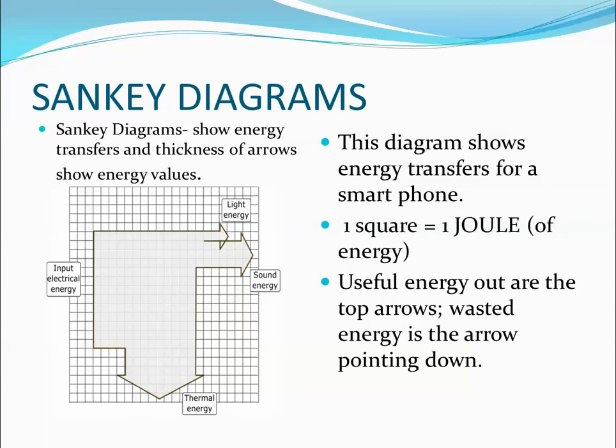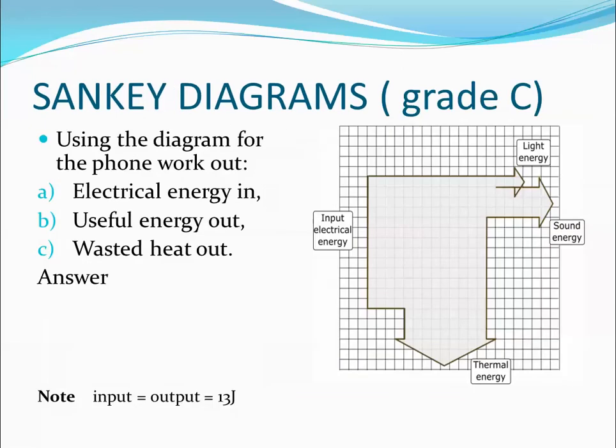I've used straight lines to represent the diagram as it's slightly easier to draw this, and useful energy goes on the top, going out to the right, and wasted energy goes out at the bottom, and everything is to scale. So you have to make sure you've given yourself enough space to draw all the arrows in the correct places. Using this one, because it's already drawn for us, which will be a sort of grade C type thing, we'll be using this diagram to work out values and ultimately something called the efficiency of the device.